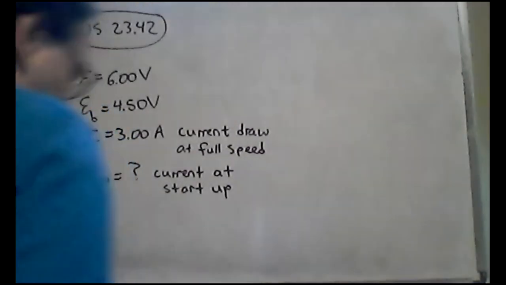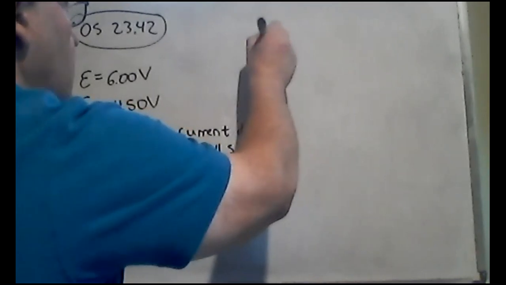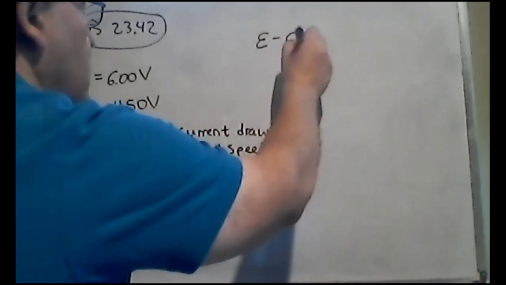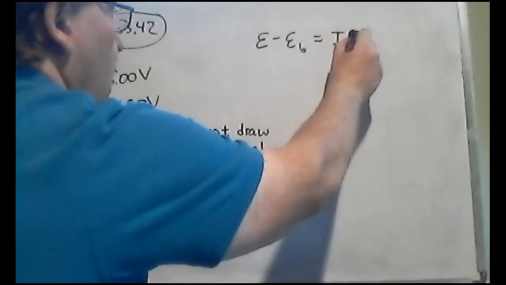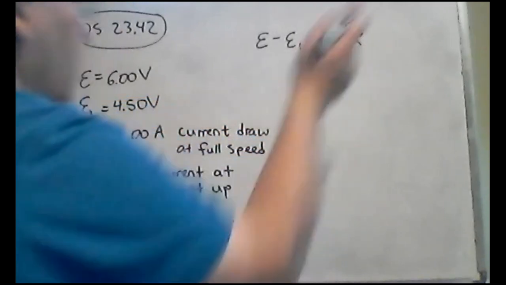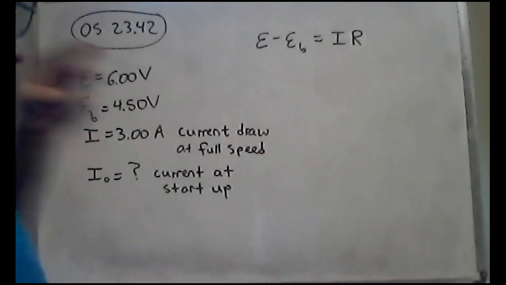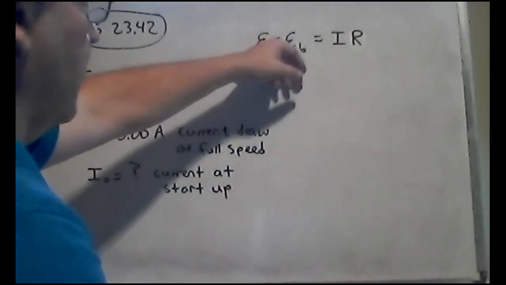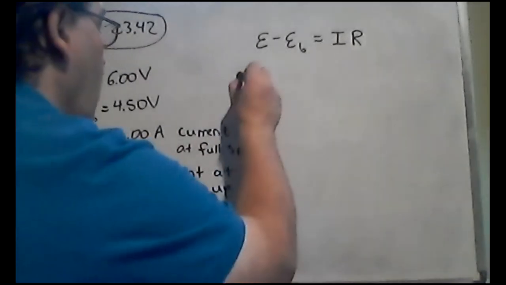So what am I going to do? Well, I know that epsilon minus epsilon_B is IR. Again, this is a situation when the motor is fully running. I'm going to solve for R. And when I solve for R, then I'm going to figure out what is I naught when I make the back EMF go to 0. Okay, that's my plan. Let's solve for R.